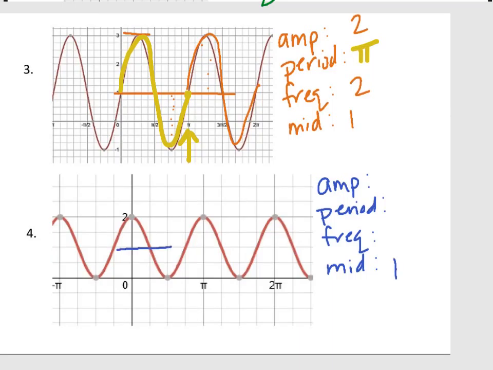The midline is 1, which means the amplitude is also 1. The period, I have 1 cycle. This one happens to be pi. So how many times did I go through by the time I got to 2 pi? Well, there's 1, there's 2, so 2.